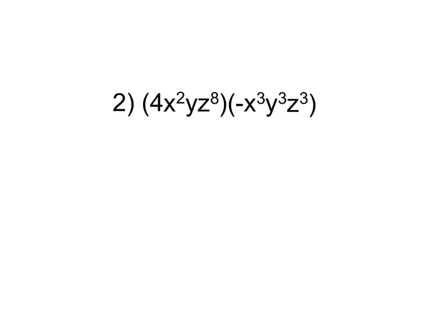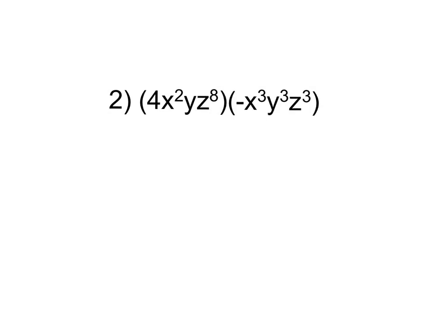Okay, so looking here at number 2, my coefficients here, and this one is a little bit tricky. I have a 4 as a coefficient. Here I just see a negative sign, but we know that there is an imaginary 1 there. So my coefficients here are 4 and -1. Do what you see. So 4 times -1 is -4.